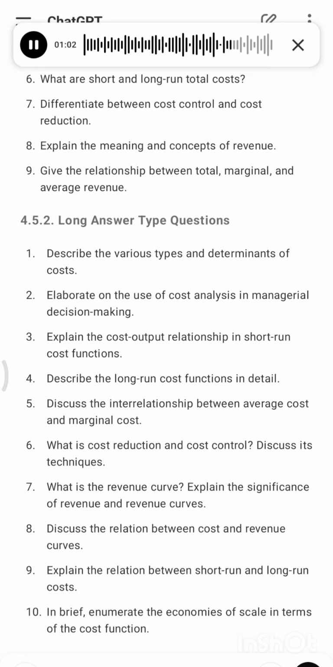Discuss its techniques. 7. What is the revenue curve? Explain the significance of revenue and revenue curves. 8. Discuss the relation between cost and revenue curves. 9. Explain the relation between short-run and long-run costs. 10. In brief, enumerate the economies of scale in terms of the cost function.